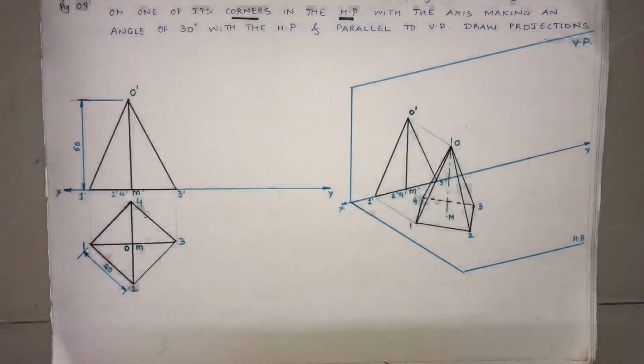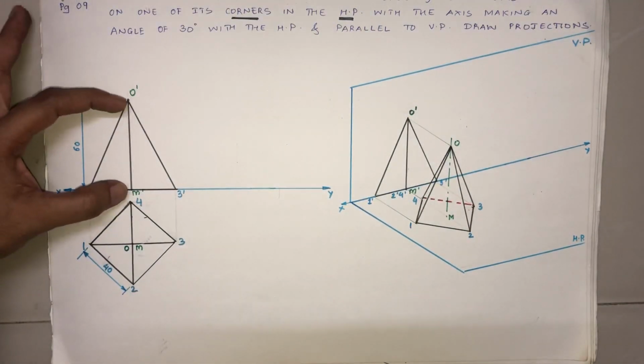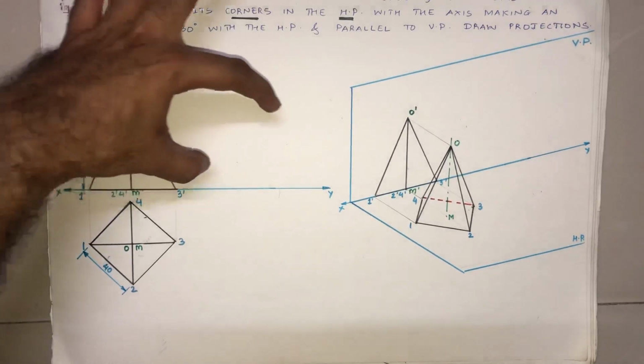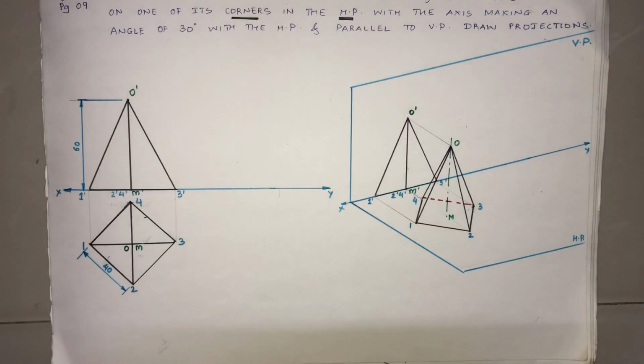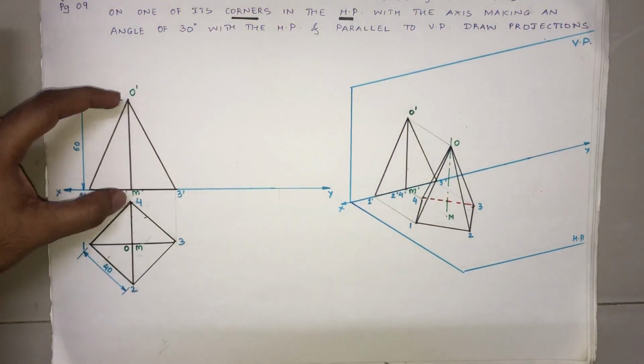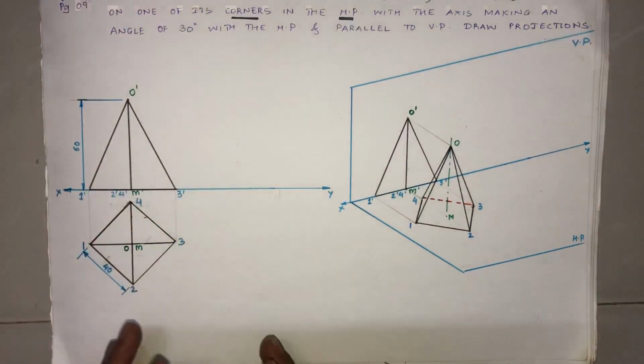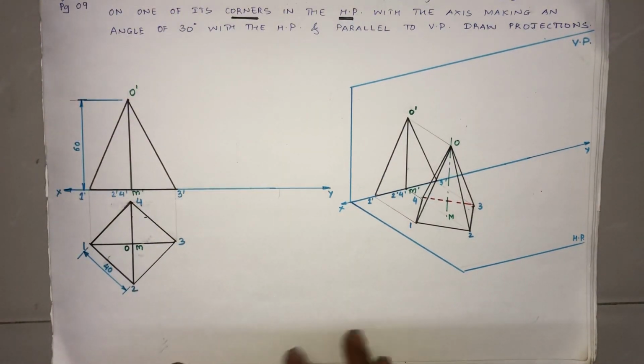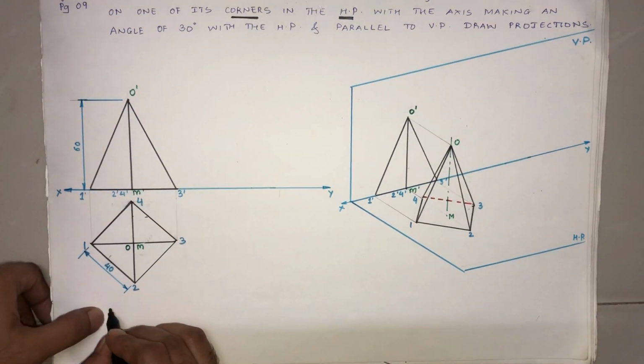Okay. So now they are trying to tell us that this is the axis. Remember, O dash M dash. O dash M dash has to be tilted at an angle of 30 degrees. O dash M dash has to be tilted at an angle of 30 degrees. Now, how do we achieve that is very simple. I'll give you a small note.